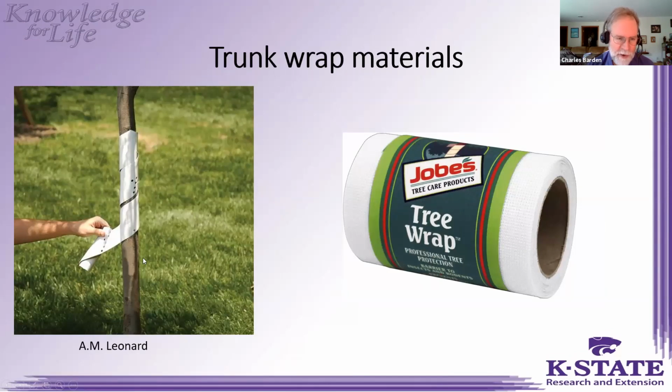Okay, this is the perforated plastic coiled wrap, which works quite well. And this is tough enough material. You wrap it all the way down to the ground line, helps prevent rabbit damage in the winter, helps prevent string trimmers from scraping the bark and killing it also.